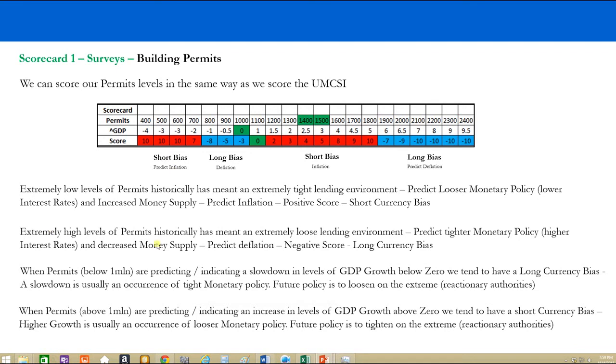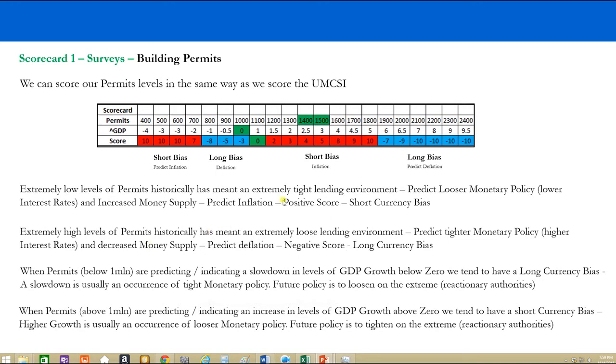At extremely high levels of permits, historically that's meant an extremely loose lending environment. And what we do is we predict at the extreme that we're going to be getting tighter monetary policy, so higher interest rates and decreased money supply. So we're predicting deflation. We give it quite an extreme negative score, and we get a long currency bias.